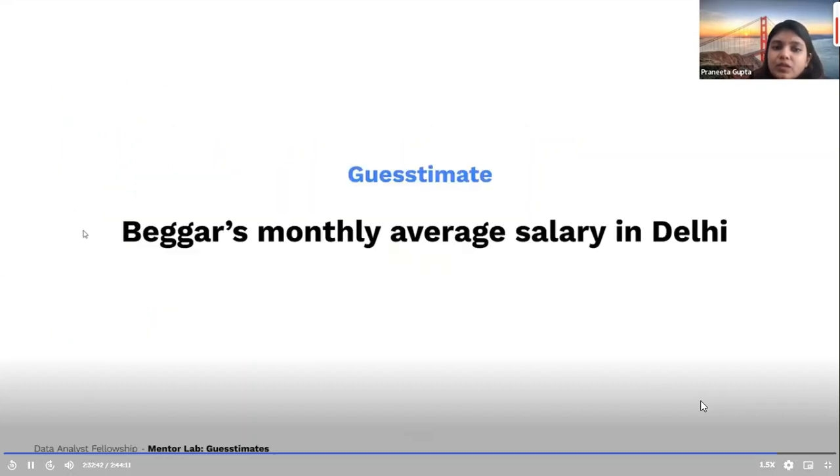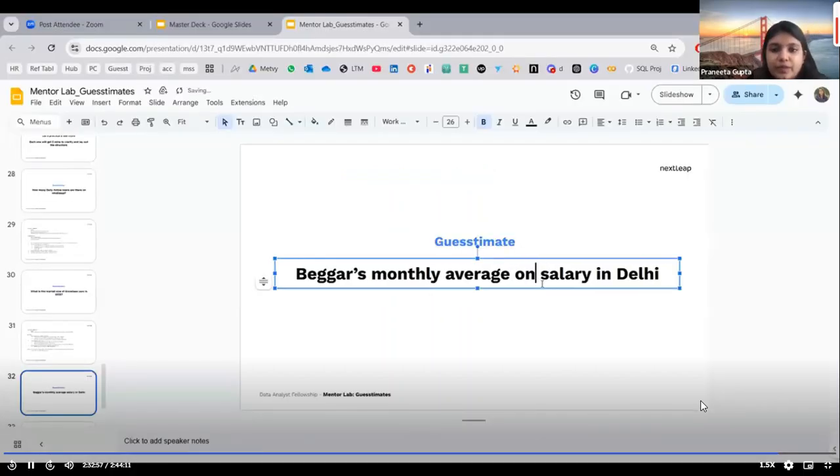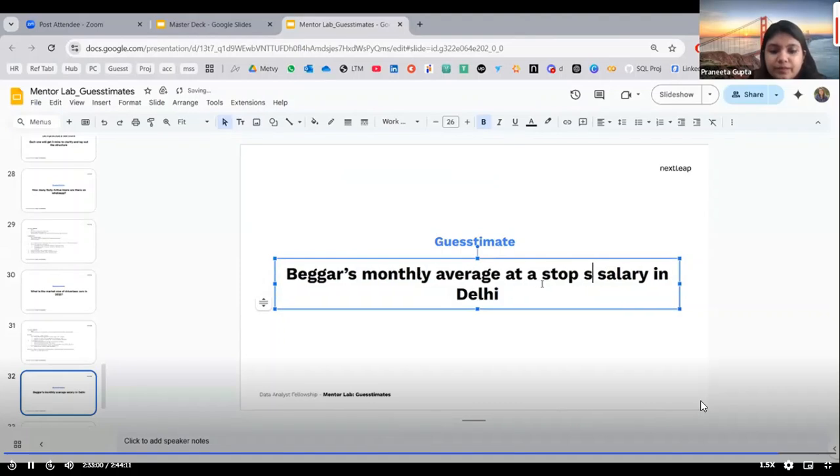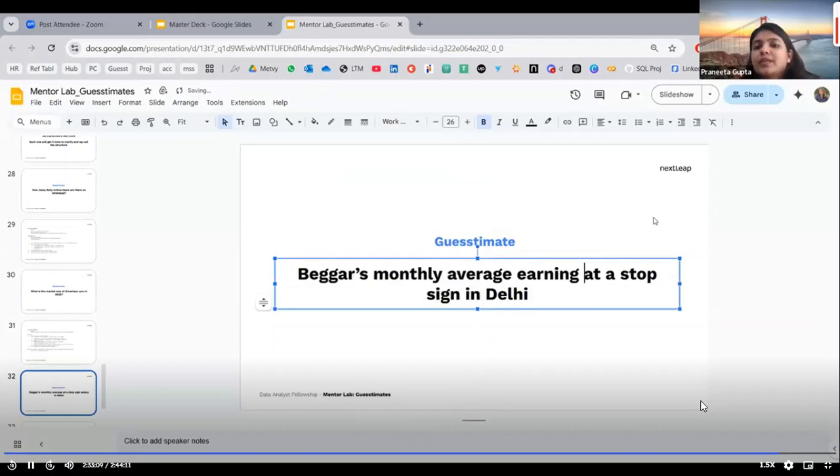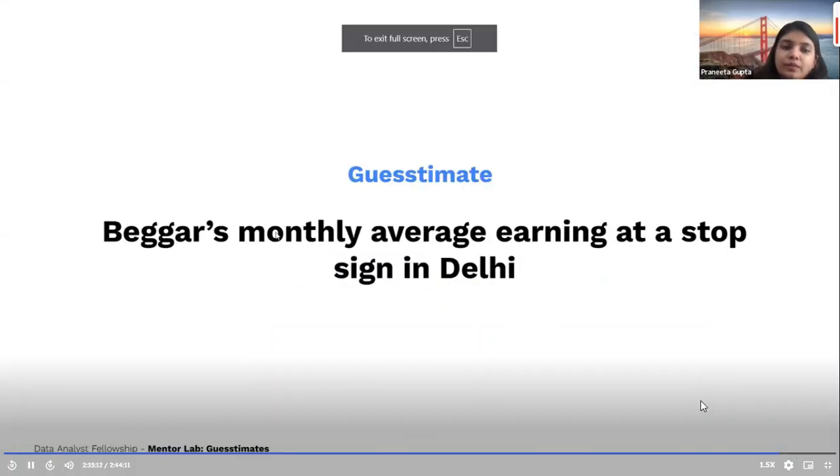Okay. So this is the last question I want you guys to attempt. This is slightly different. I have specified the city also in which you have to focus. Beggar's monthly salary at a stop sign. I'll just modify the question. Not salary, I should say earning. Average earning at a stop sign in a day. So this is what you have to find out.